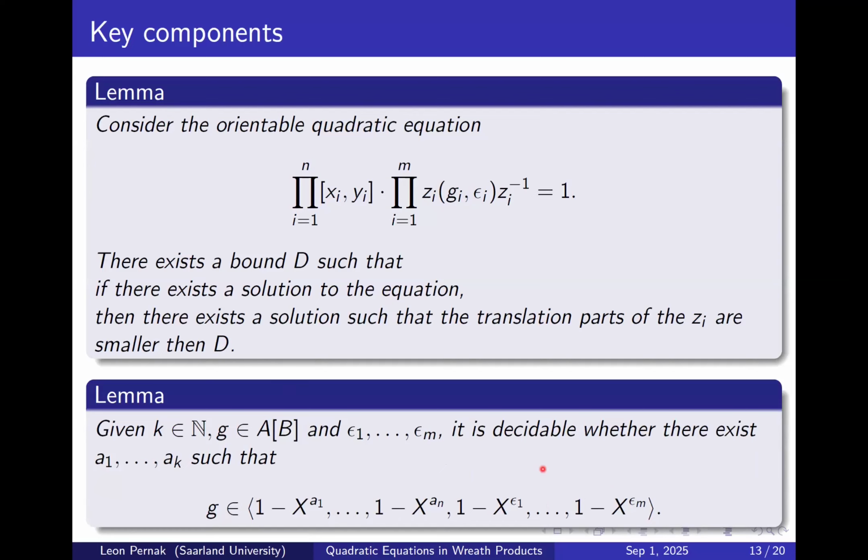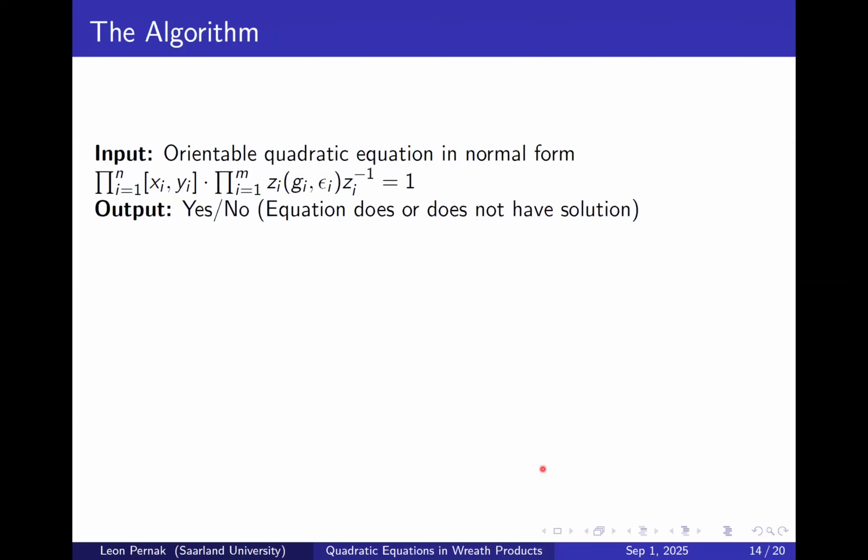So why are these two things enough? Well, I'm going to give you the algorithm, or at least a sketch of it, that solves the problem for orientable equations more specifically. So you feed it an orientable equation, and it's supposed to answer yes or no if the equation has a solution or if such a solution does not exist.